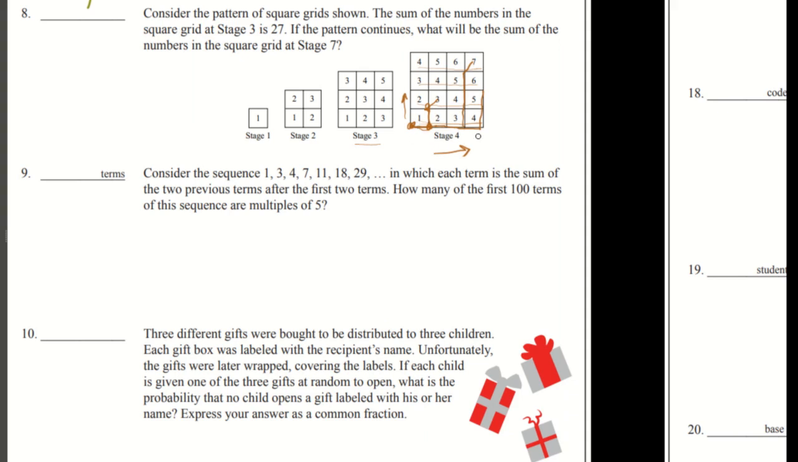All right, so it says stage 7. What's it going to look like in stage 7? There's going to be a big old square. You're going to have 1 down here. You're going to have 7 here. You're going to have 7 here. You're gonna have a 2. What are you gonna have?